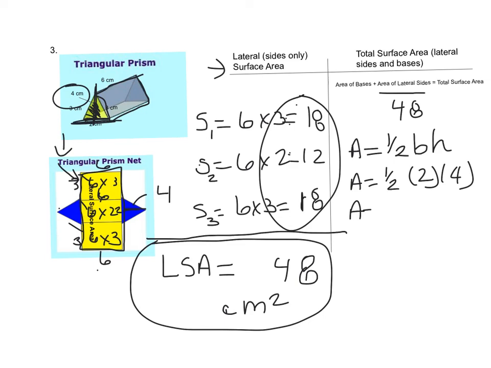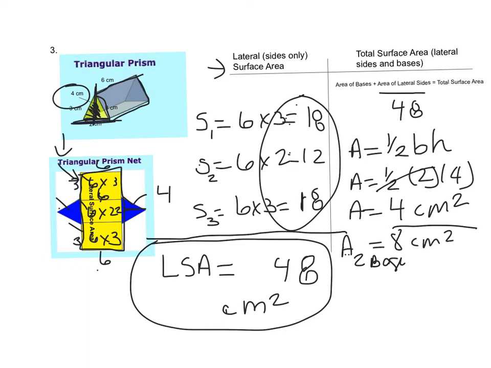So the area of one of the bases would be 4 centimeters squared. But don't forget, we have 2 triangular bases, so we're going to need this twice. So the area of 2 of the bases is equal to 8 centimeters squared. Now, that is the area of the bases.